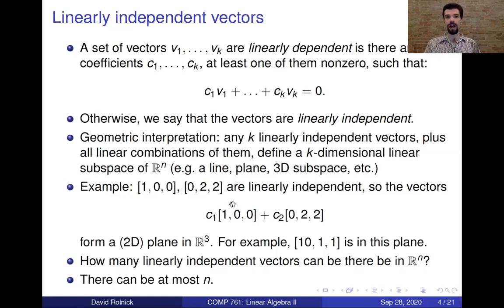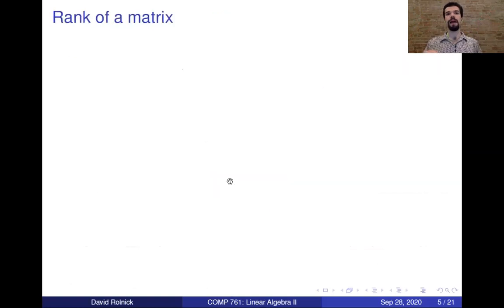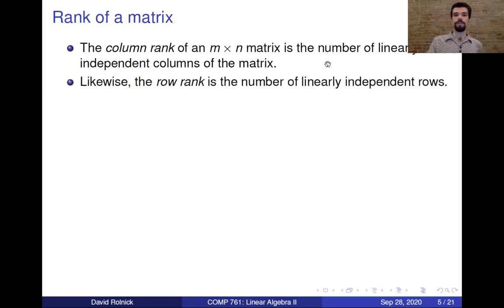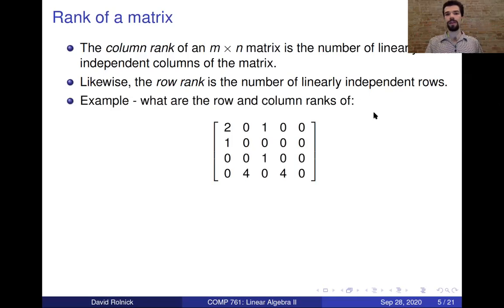Okay, so that's the basics of linearly independent vectors. Now, we'll use these immediately in order to think about matrices. The column rank of an m by n matrix is the number of linearly independent columns of the matrix. Likewise, the row rank is the number of linearly independent rows. I guess I should say the maximum number. So as an example here, what are the row and column ranks of this matrix?